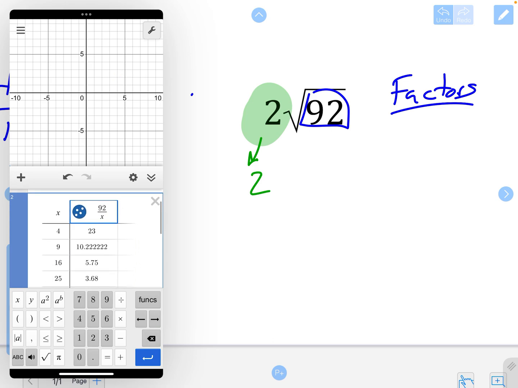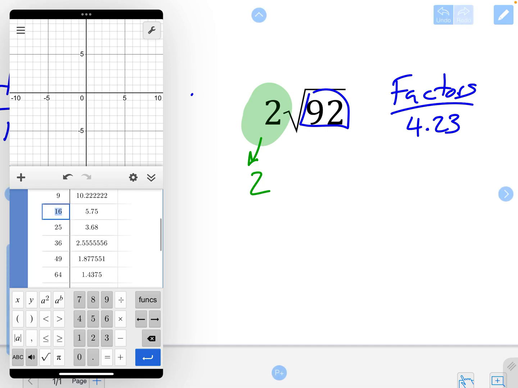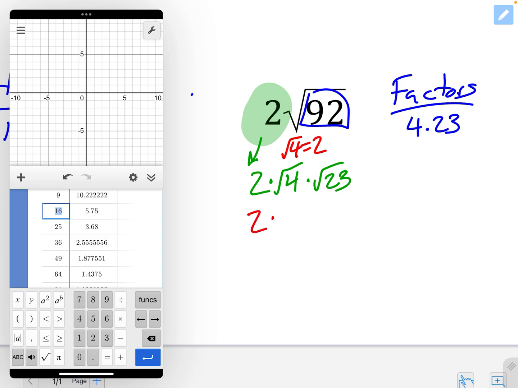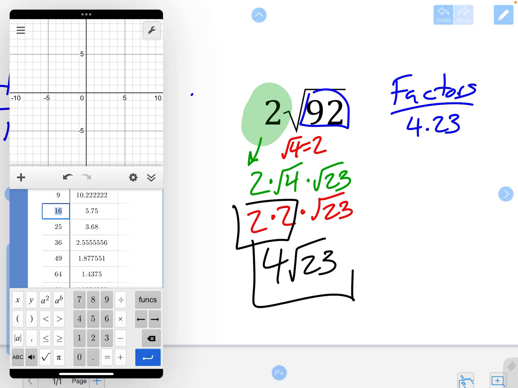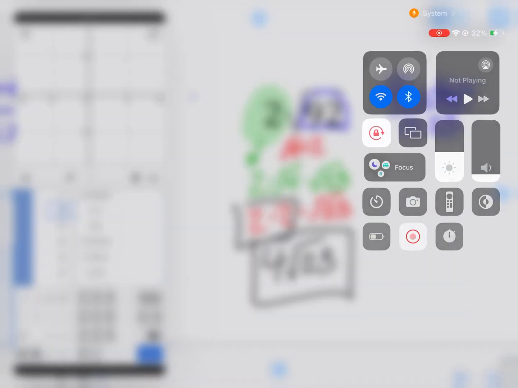So 92, I get 4 times 23. 9's not an option, 16's not an option, 25, and those are my only options. So I'm going to write 2 times the square root of 4 times the square root of 23. Again, I know the square root of 4 is a perfect square, so it becomes 2. So we have 2 times 2 times the square root of 23. I need to do 2 times 2, which gets me 4, and then we have the square root of 23. And that is how we simplify radicals using perfect squares.